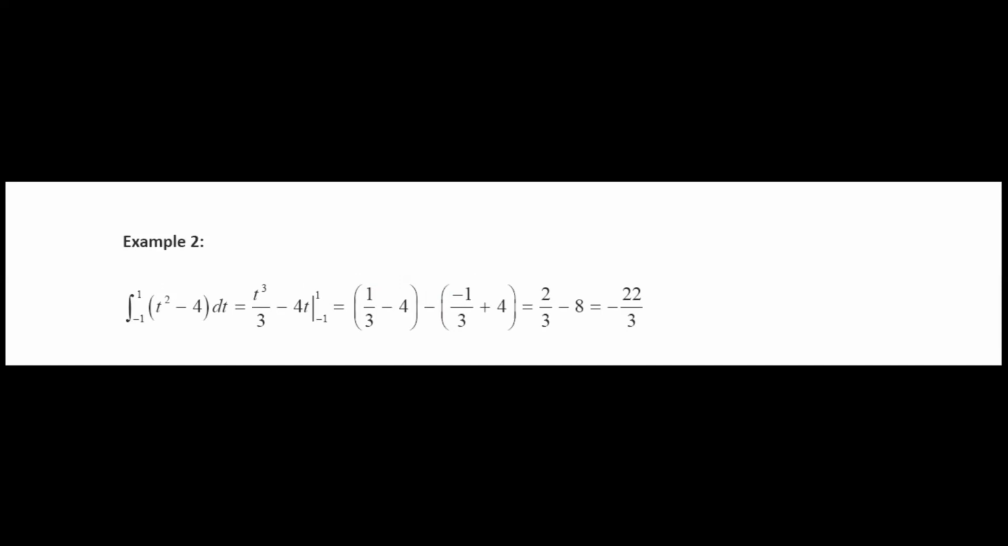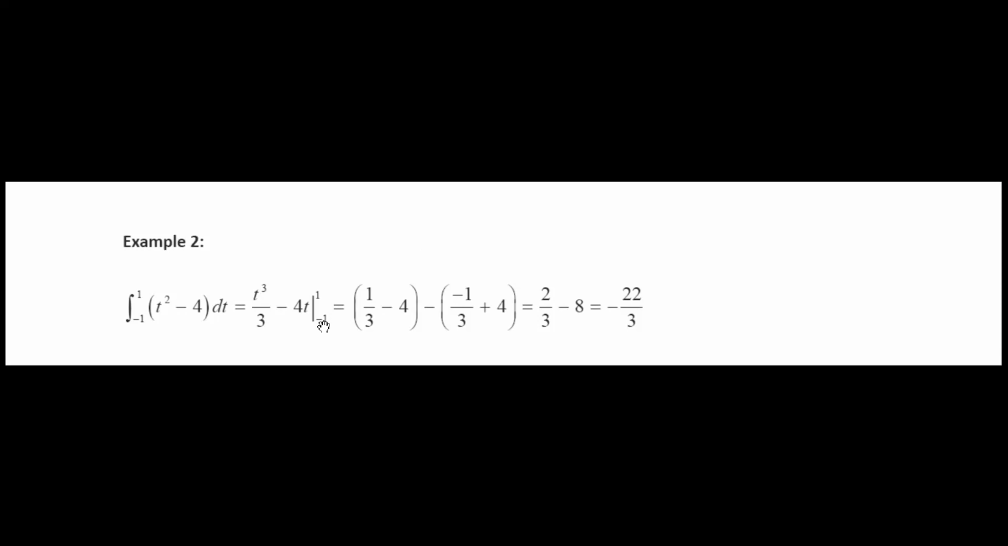This time our variable is t. We're doing this to let you know that the variable does not always have to be x. We see x so often, but let's do this one where t is our variable, and we want to find the integral of t squared minus 4 dt, where our limits are -1 to 1. So we find the antiderivative, which is t cubed over 3 minus 4t. Now that's your antiderivative, and here are our limits.